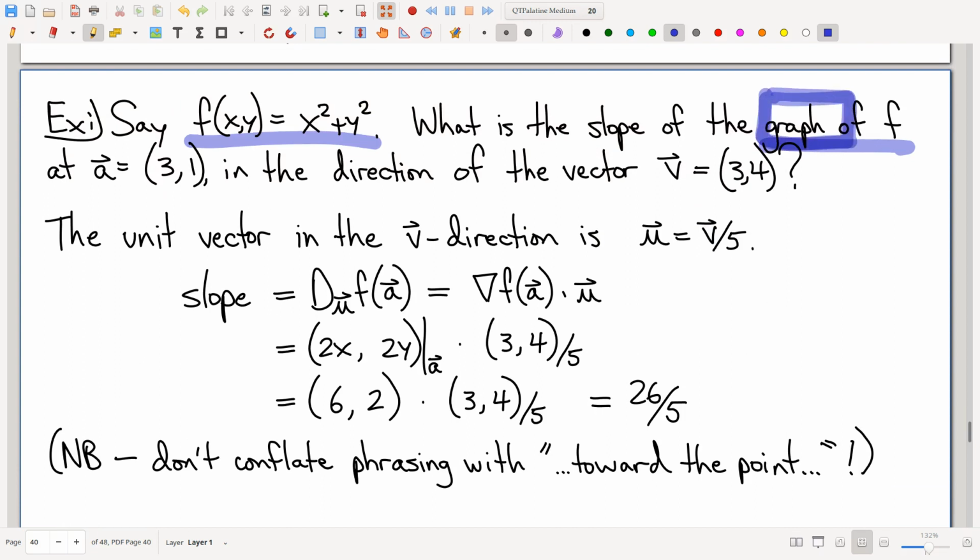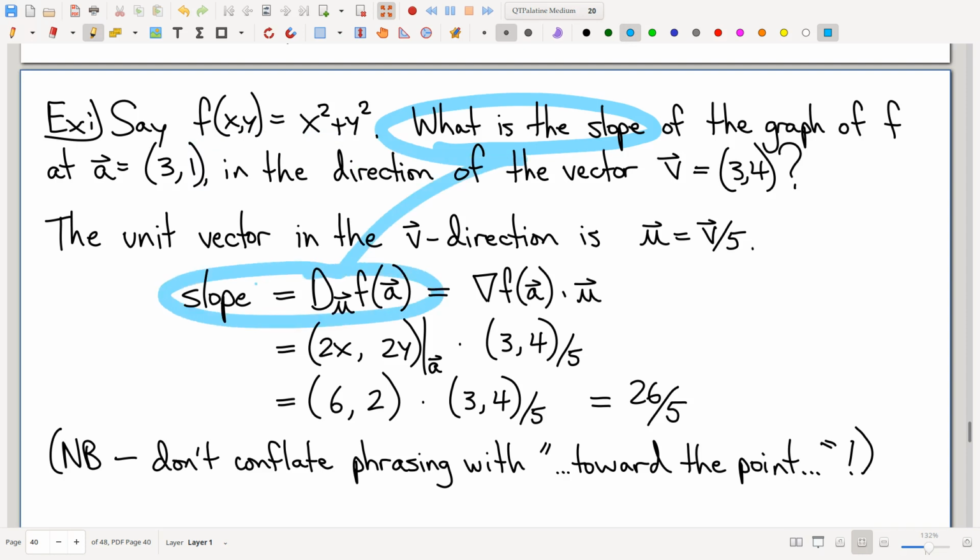Graph doesn't mean whatever picture you happen to prefer to generate, right? Graph is constructed in this very precise, specific way. So if we're looking at the graph of that given function, and the question is, how should I compute the slope of the graph? Oh, well, that's one of our already established interpretations of directional derivative. Right there, boom. Slope of the graph, directional derivative.